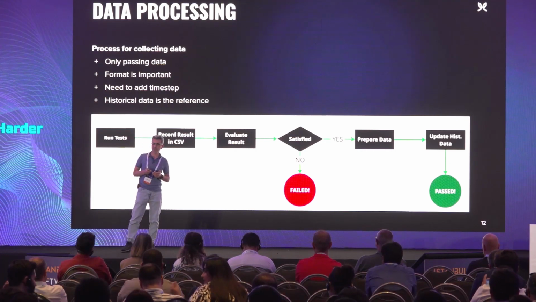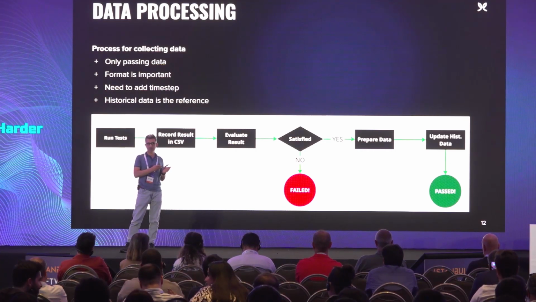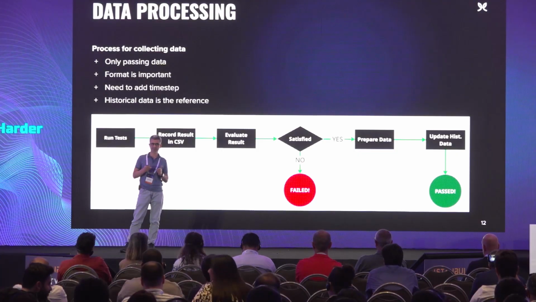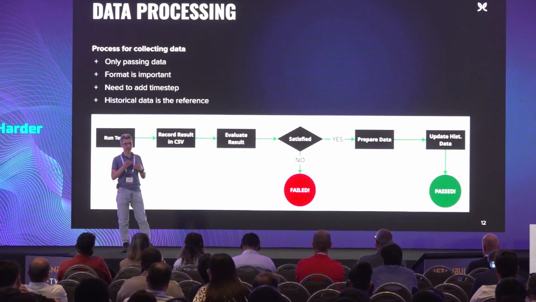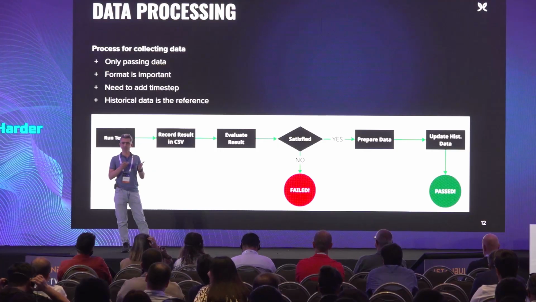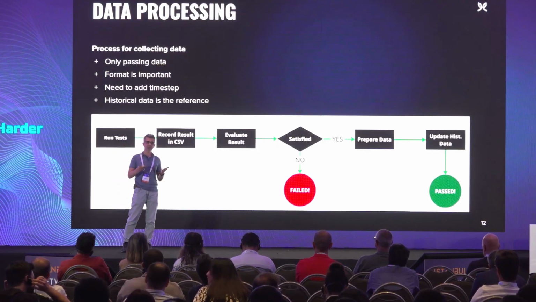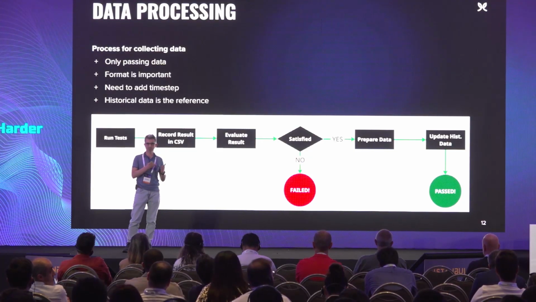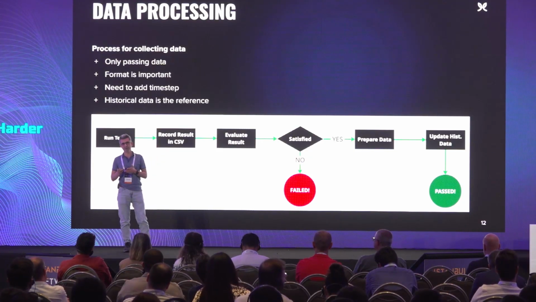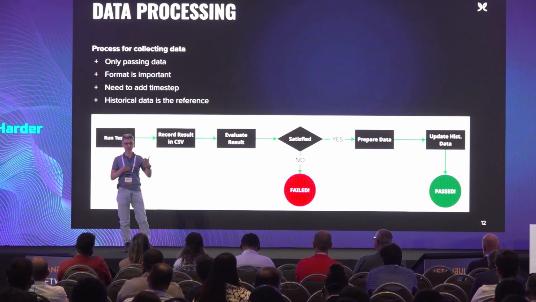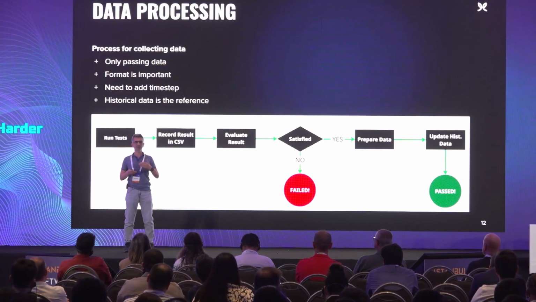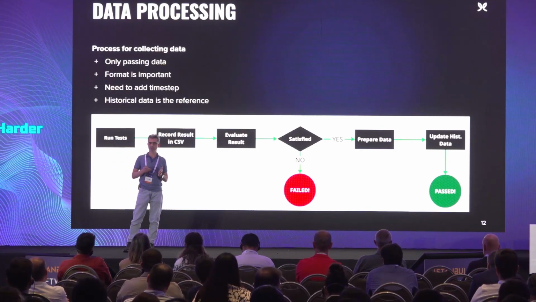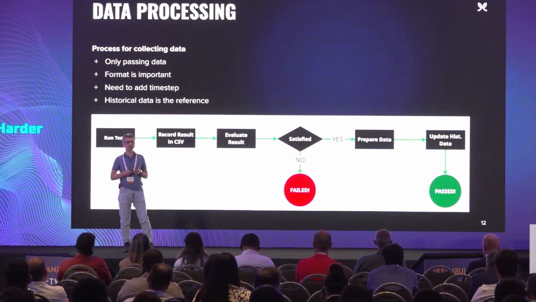And this is one of the ways that we can collect and process the data. In our system, we should run the test and then record the data in a different format, in my case, a CSV format, and evaluate the result of the data. If it is satisfactory, then we can get it in a good shape to store in our database or some hardware, and then update the historical data.